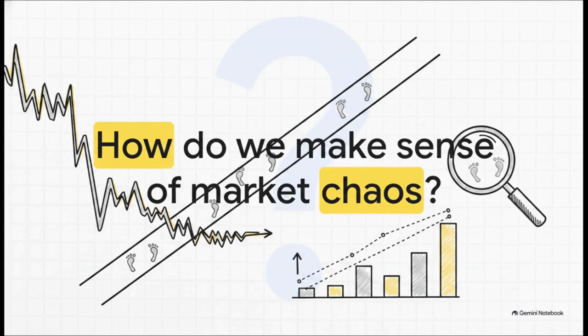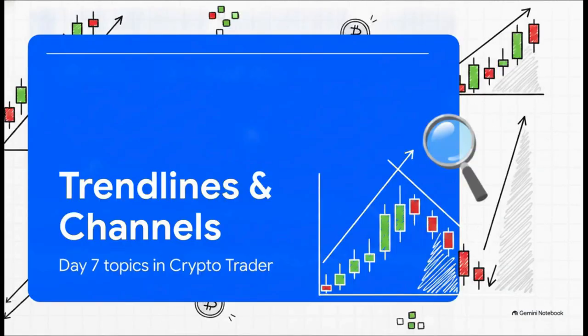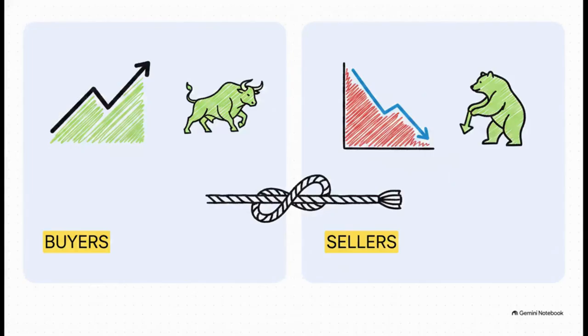See, when you look at raw price action, it seems completely chaotic. But underneath all that noise, there are footprints, literal clues left behind by the psychology of buyers and sellers, and our job today is to track them down. To do exactly that, we're going to focus our investigation on our foundational tools for Day 7, which are trend lines and channels. Think of the market as this constant, relentless tug of war.